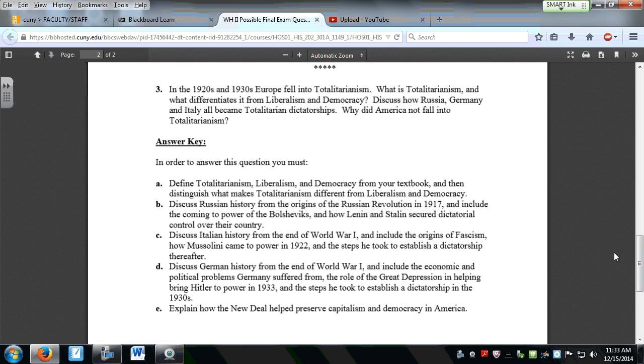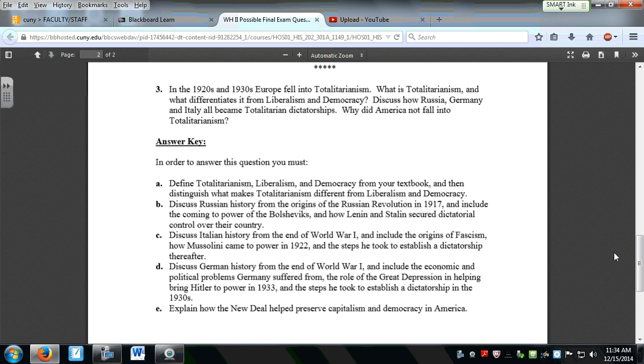From there, you go into the origins of fascism. Where did the fascist party come from? Who were the original members? What were they for? What were they against? Who were their enemies? How did Mussolini come to power in 1922? How did this guy, how did the head of the fascist movement become the legal leader of Italy in 1922? What did he and his movement do to get that power?